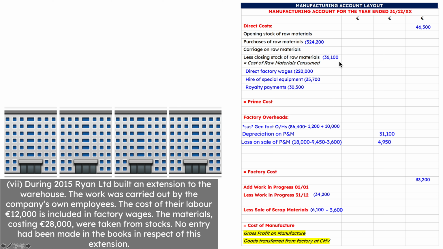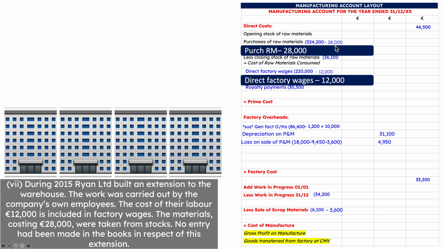So we need to take the cost of the extension out of the manufacturing account, because the manufacturing account should only be telling us how much it costs for us to make the 100,000 units that we are selling. So what we need to do is take 12,000 from the direct factory wages, because if we left the 12,000 in there, the cost of manufacture would be inflated. Okay, so we need to take it out of there. We also need to take away the 28,000 purchase of raw materials out of there, because it didn't cost us 28,000 to make the 100,000 units.